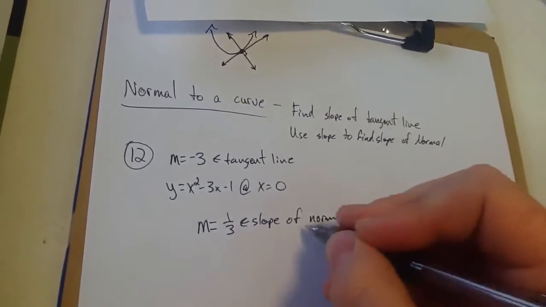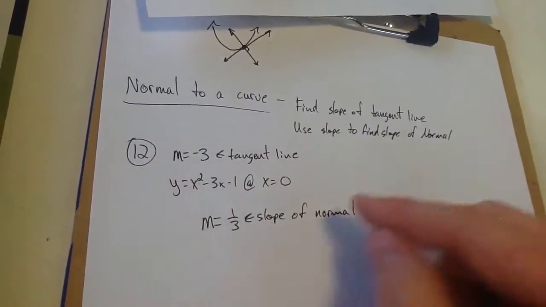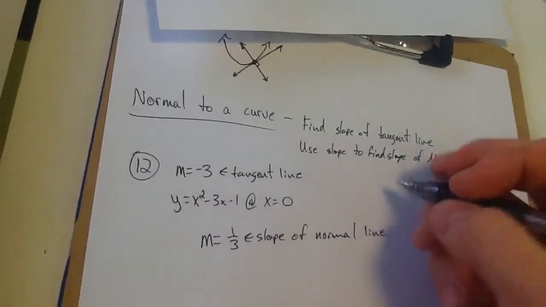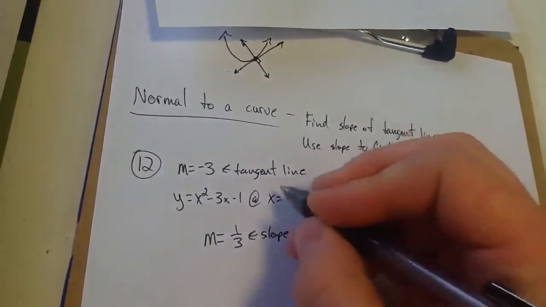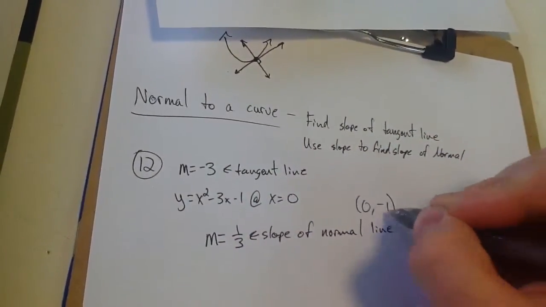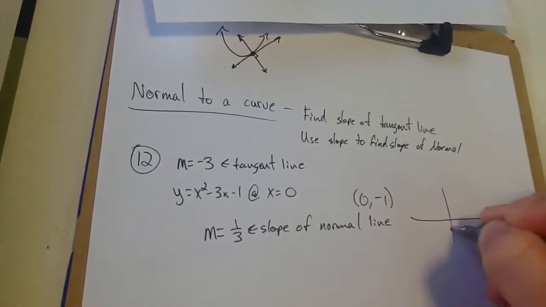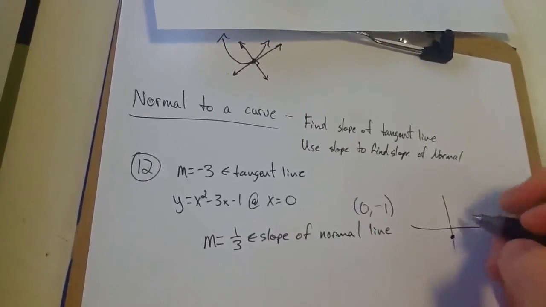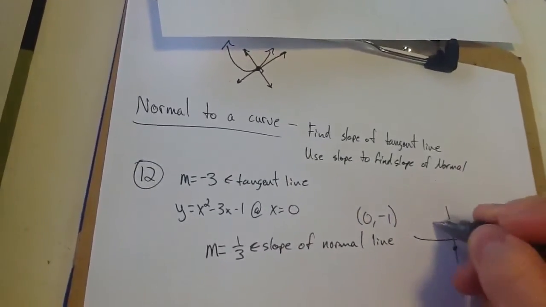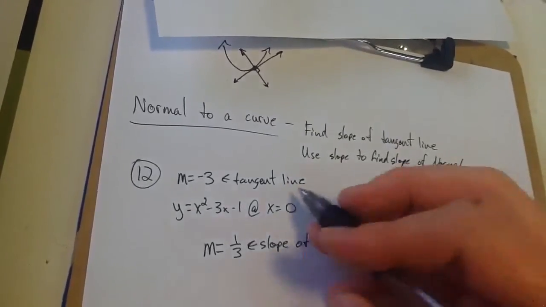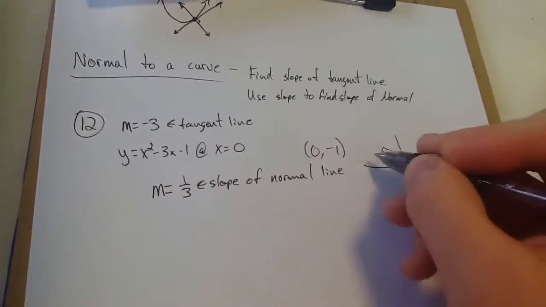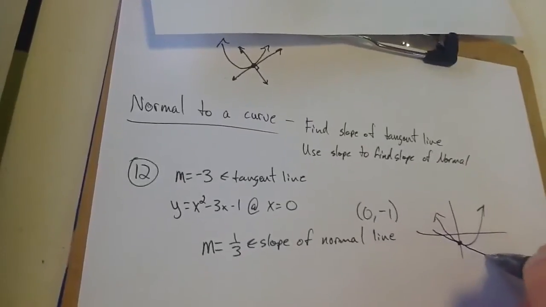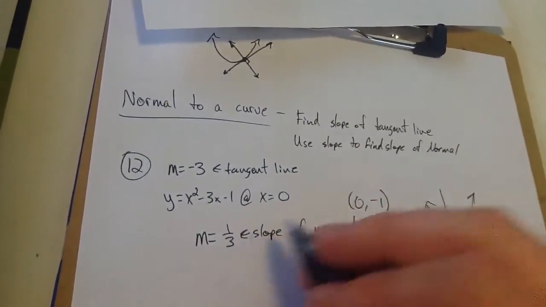So to get the equation, again, I just use point-slope form. Remember, when x is 0, plug it in, y was -1. That's the point I was going through, 0, -1. And this parabola would be something like that. My slope of my tangent line was -3, so something like that. The slope of my normal is just 1/3.